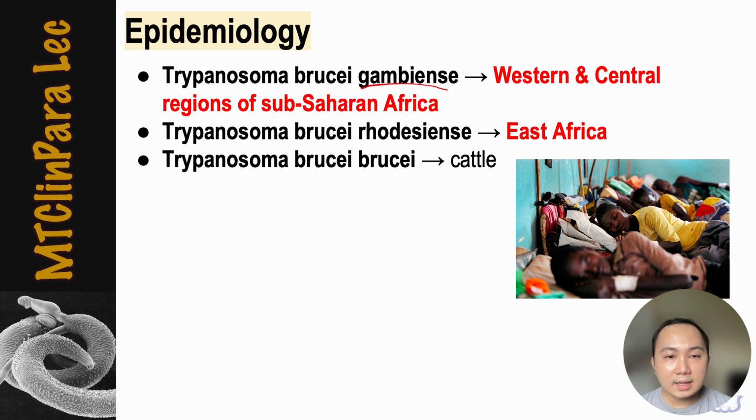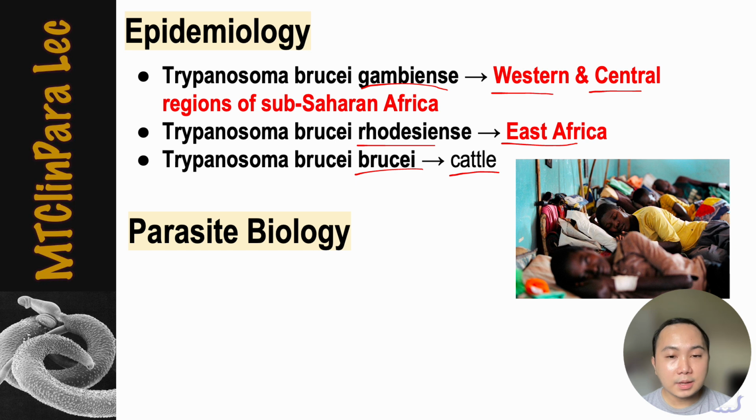So your gambiense is more located in western and central regions of sub-Saharan Africa. So most of the time, for Trypanosoma brucei complex, all of these are geographically distributed in the continent of Africa. So for gambiense, this is more common in western and central Africa. For rhodesiense, this is common in East Africa. And for brucei, this is a zoonotic disease, usually affects the cattle, okay, also in the continent of Africa.